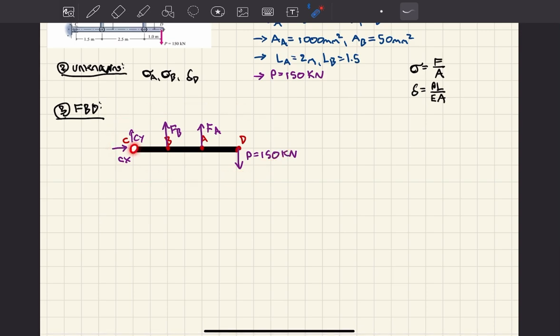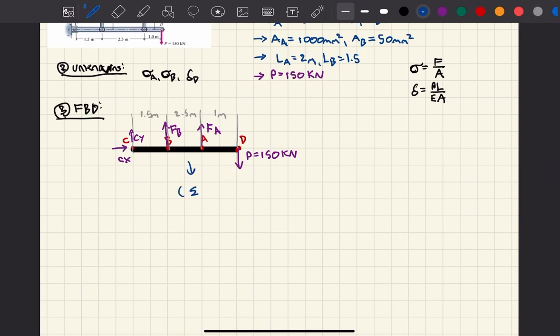Well, I'll just take a moment about point C, right? If I take a moment about point C, then this force goes away, this force goes away, and only the forces that I care about are involved, right? My given and my two unknowns. But come to think of it, we forgot the dimensions, but we can add them quickly. This is 1 meter, this is 2.5 meters, and this is 1.5 meters.